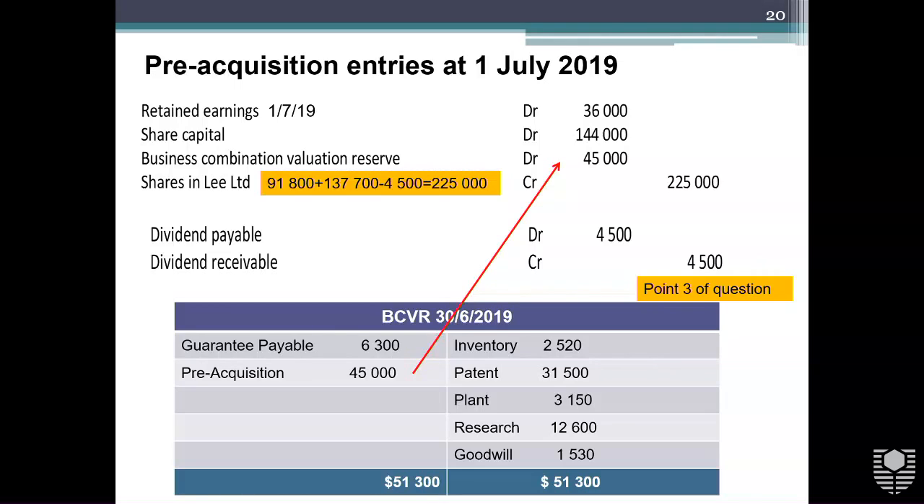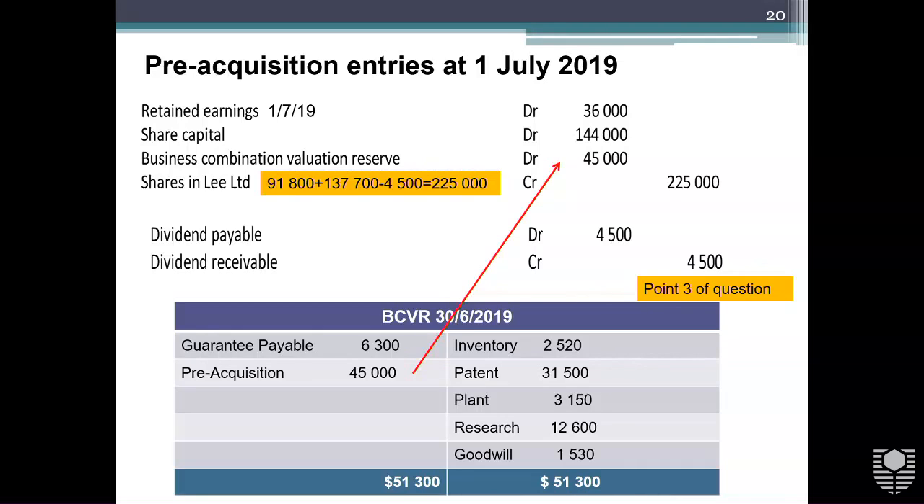But just so you know, you're not going to have to do a bucket load of journal entries like this in the exam. I'll go through the worksheet entries and you can see the money going in and out, making sure that your group accounts only show your transactions with external parties. So you need to know this, I'll go through that now.